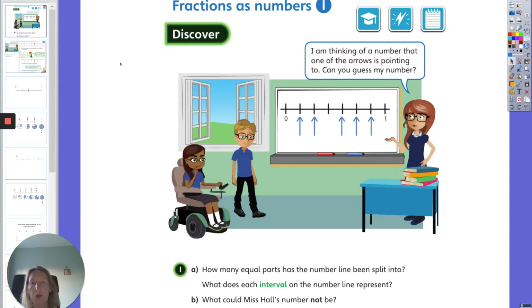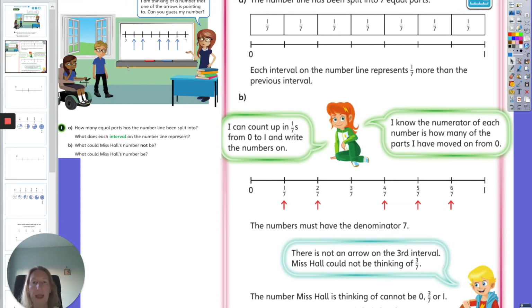And as per usual, if you want to have a go at trying to work it out before I explain the answer, please do. So what you really need to do is count how many intervals there are, because that is going to tell you what your denominator is, what fraction we're talking about. And if you counted them, you should have found that the number line had been split into 7 equal parts. So each interval represents a 7th.